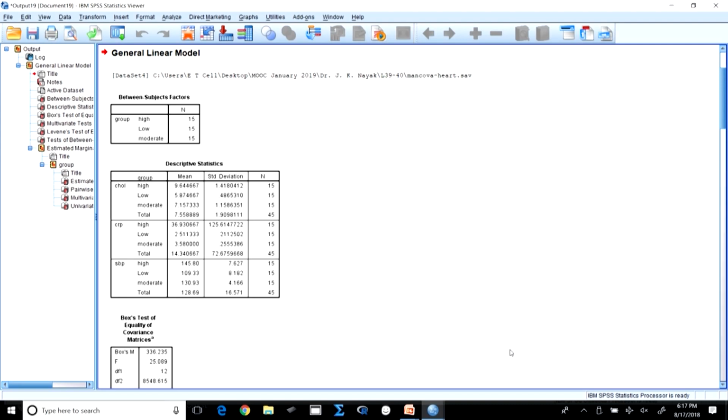If you go to the output now, let us look at it. What is my dependent variable? The dependent variables are cholesterol, CRP and SBP, and 3 groups were there, high, low and moderate exercise. Look at the mean and standard deviation, right. The overall cholesterol was 7.5, CRP 14.34, SBP 128. The highest cholesterol was for the people who are doing high exercise, but here remember we do not know this particularly well because the covariate also has to be taken into account, right.